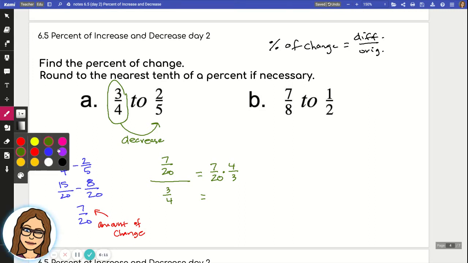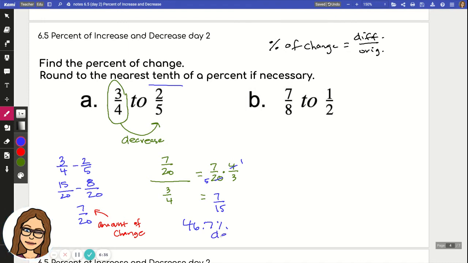Now I'm going to cross cancel because it's just hard for me not to. This is a 1 and this is a 5. So I know that I have 7 over 15. Punch that into your calculator: 7 divided by 15, multiply that by 100. We are rounding to the nearest tenth of a percent. This gets you 46.7% decrease.